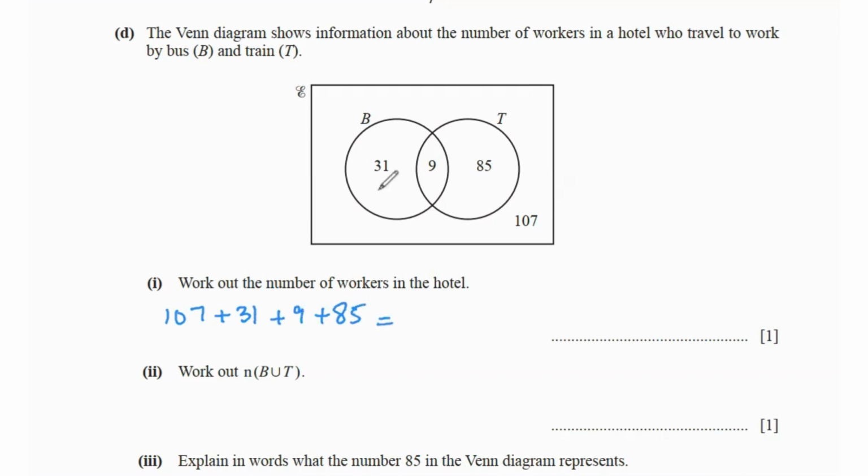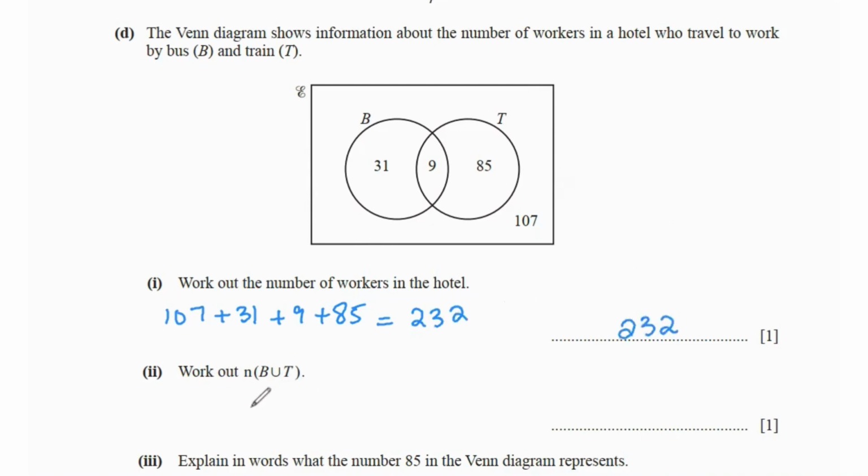Now you must be wondering, why am I adding 9 once, even though 9 is common between the bus and the train? Whatever element is common, you only add once, you never add twice. Because if we added twice, that's going to give us a value that's greater than the total number. So 31 plus 9 plus 85 plus 107 is equal to 232. That is the total number of people.